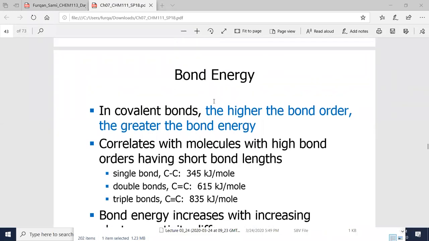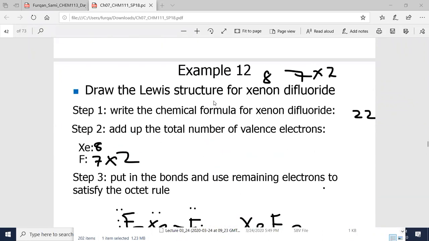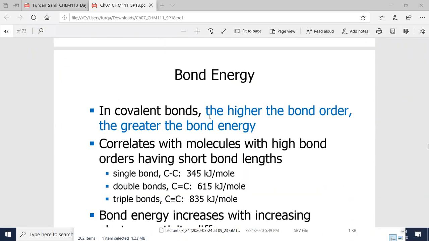All right, so what we have discussed is how to draw the Lewis structures. We have discussed several rules when it comes to drawing Lewis structures. So please remember those rules whenever you are drawing a Lewis structure. Make sure that you're following the steps. Okay. After the topic of Lewis structure, our next topic is bond energy.